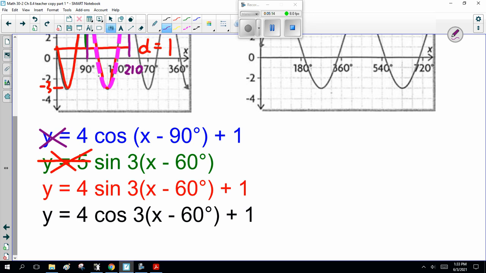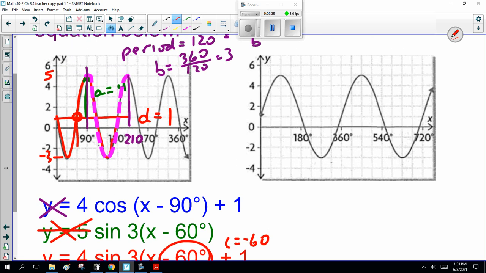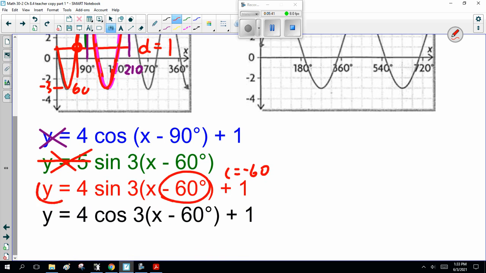So here we go, where do we start? If this is a sine graph, it starts at C equals 60, so it starts 60 to the right. So it's 60 degrees at the start of the sine graph. Yes, it is. So this is the one, this graph here.